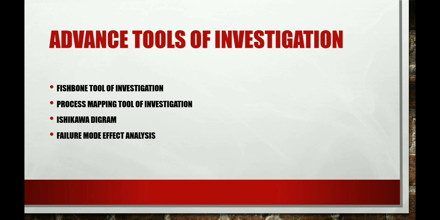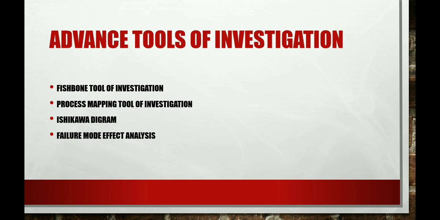Next one is the process mapping tool of investigation. In this step, as we have done for the various steps, we are performing the various steps during the manufacturing process. We go on evaluating each step, like raw material, dispensing, manufacturing, filling, packing, and secondary packing also. So whenever we find the probability of potential causes, we go on evaluating and ruling out each step, and that is called the process mapping step.